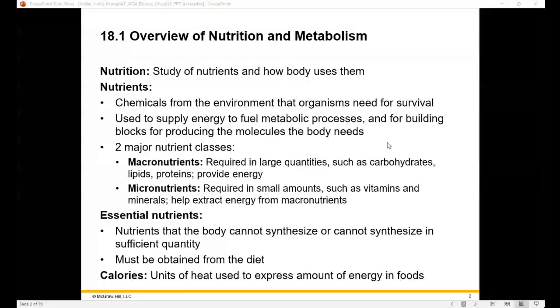They help extract the energy from the macronutrients. Without them, though, we may not be able to get the energy we need from those larger molecules. Essential nutrients are nutrients the body cannot synthesize or cannot synthesize in sufficient quantity. These we have to get from our diet. And you've heard the term calorie used before. In chemical terms, it is the unit of heat used to express the amount of energy in foods.